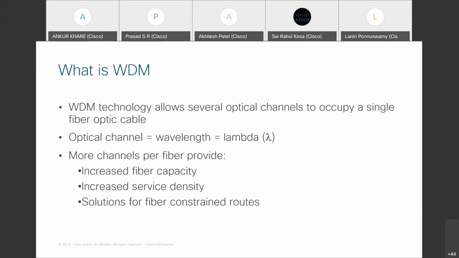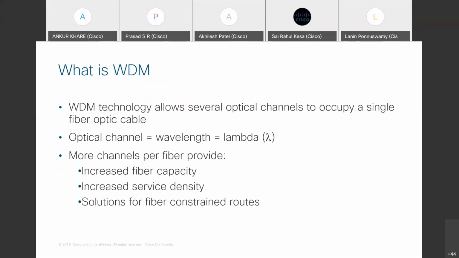Okay, now we will move to the technology. So we saw optical fibers and different impairments. Now we come to DWDM, which is a technology, dense wavelength division multiplexing. When we have to understand that, we should understand WDM. So WDM technology allows several optical channels to occupy a single optical fiber.